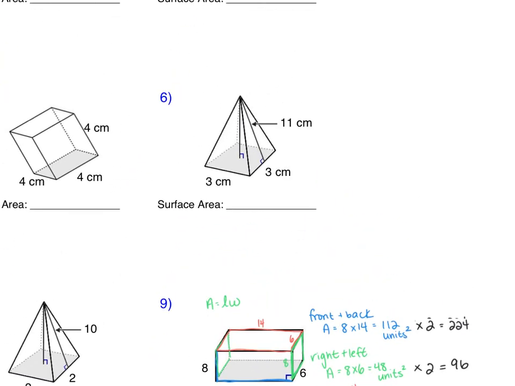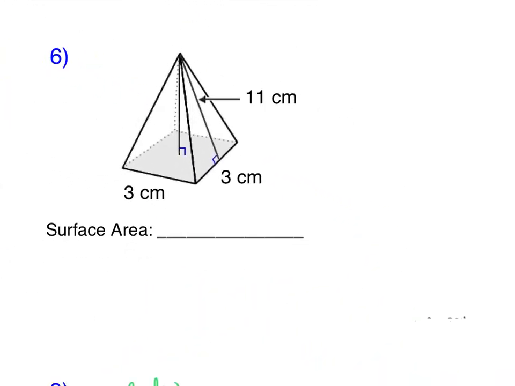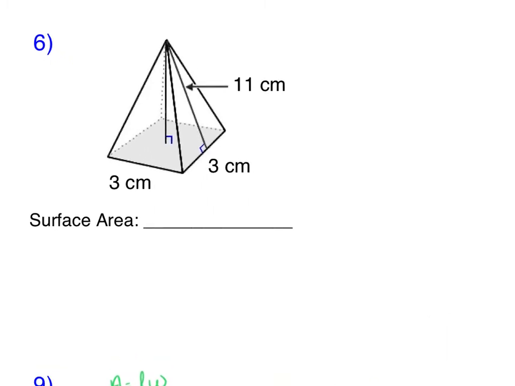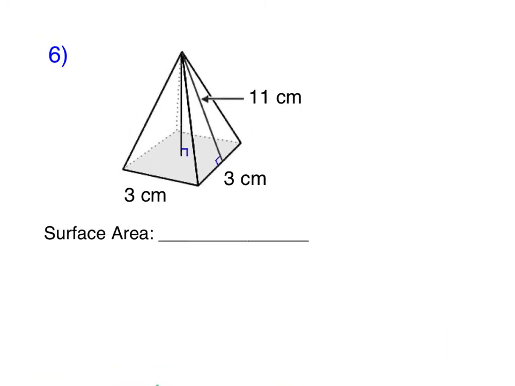All right, let's take a look up here at number 6. So this is a square pyramid. It's a pyramid, comes up to a point, but it has a square base. So we're going to have some different shapes to deal with this time. We have a square on the bottom. We know how to find the area of a square, so why don't we do that face first? Let's do our bottom first.